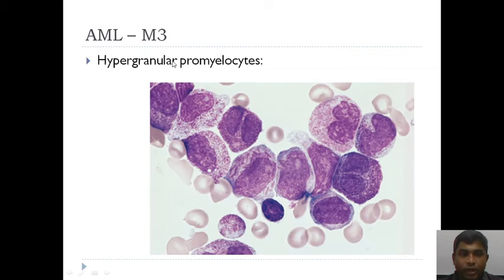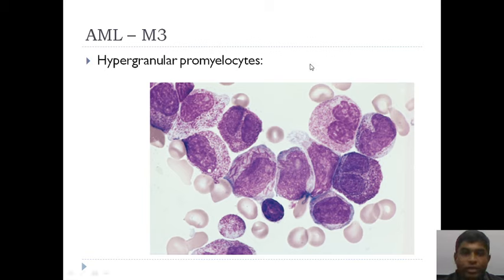AML M3, or acute promyelocytic leukemia, is a specific category which needs to be recognized because of its distinct morphological features, its distinct clinical features, and its importance in specific therapy. Acute promyelocytic leukemia, as the name suggests, is a leukemia which has a large amount of promyelocytes. Normally promyelocytes can be seen in the bone marrow. These are the next stage after myeloblasts. When myeloblasts differentiate, they first differentiate into promyelocytes.